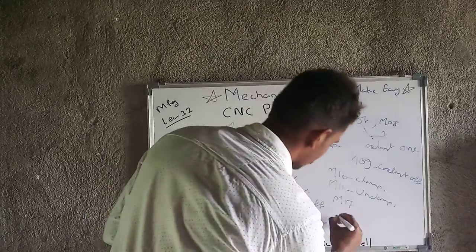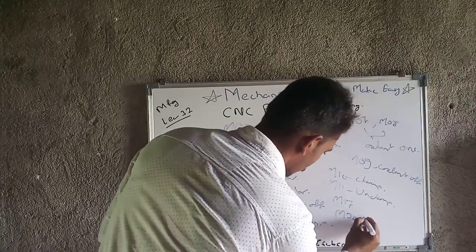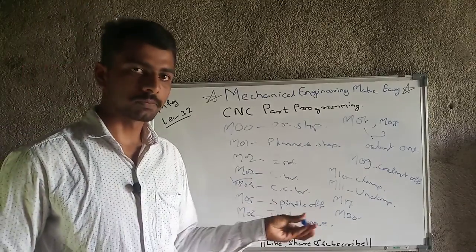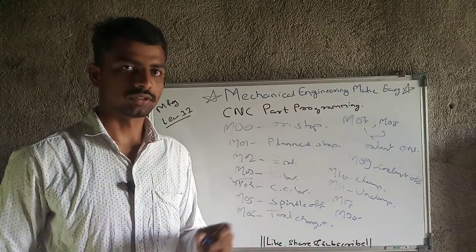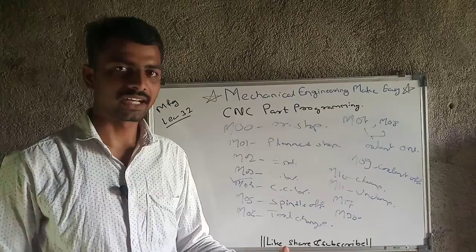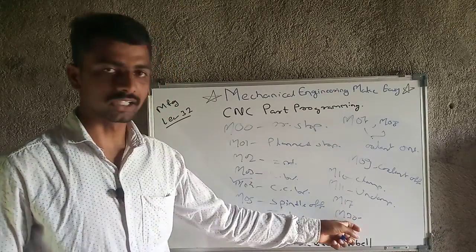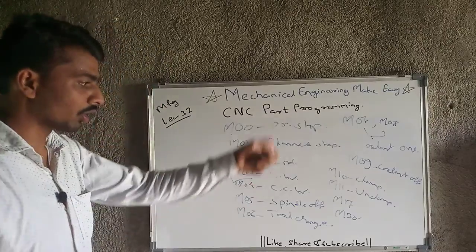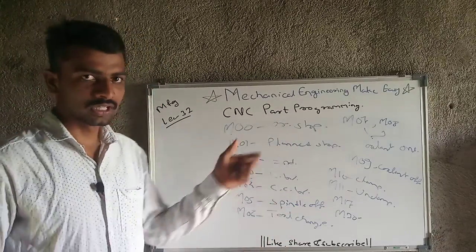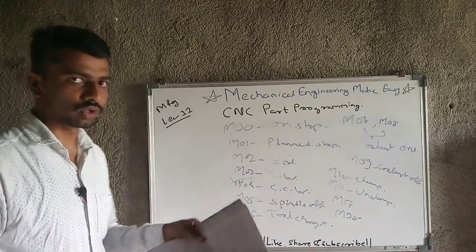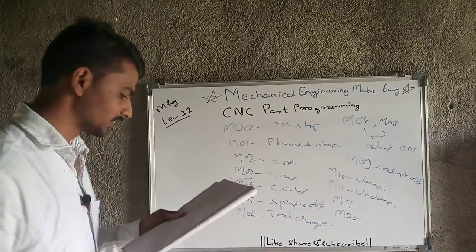Then M30 is used for end of main program written with use of sub program. If we have used the sub program also in that main program and we have to stop that main program, then we have to use M30. Okay, these are all the M codes. I have given you all the idea about M codes, G codes, L codes, N codes, etc.